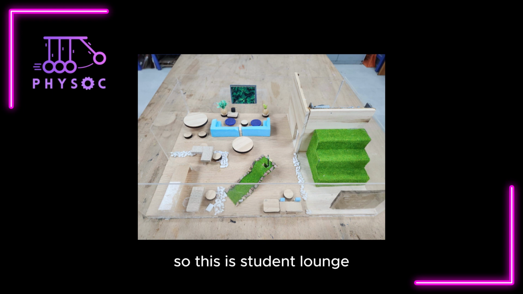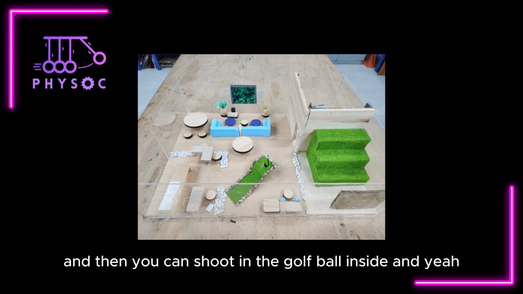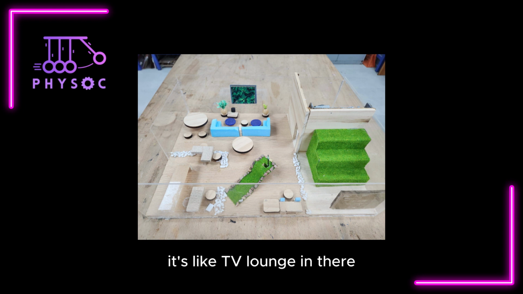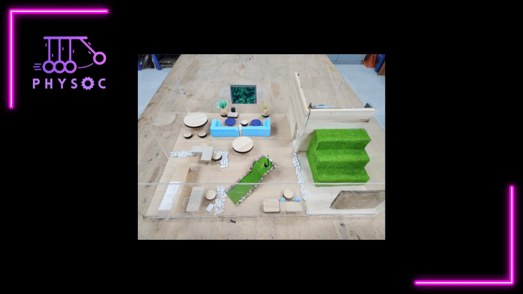So this is the student lounge, and it's even got a mini golf. Not a golf course as such, but it's like practicing your shooting into a small hole, and then you can shoot the golf ball inside. And it's like a TV lounge in there. And this staircase climbs up to nowhere. No, it's not a staircase. Sorry, it's supposed to be a sitting area so that you can watch. It's like a mini theater, like bleachers. Those huge stairs.